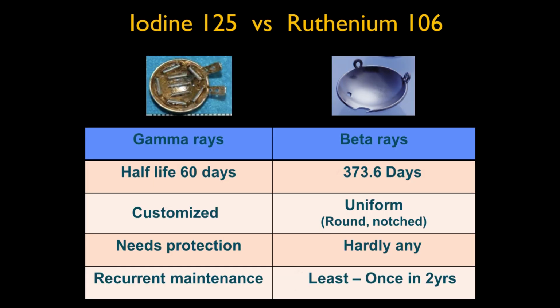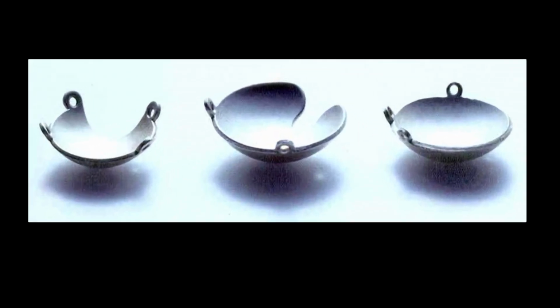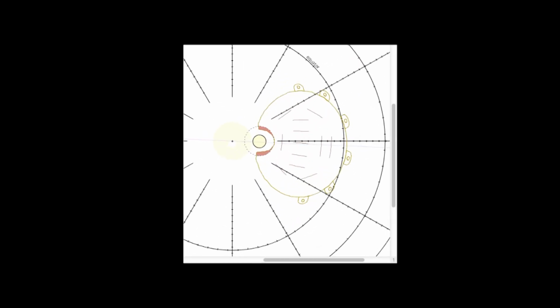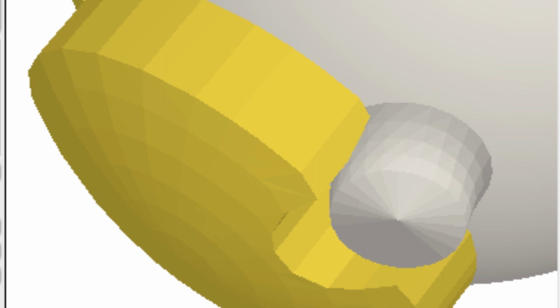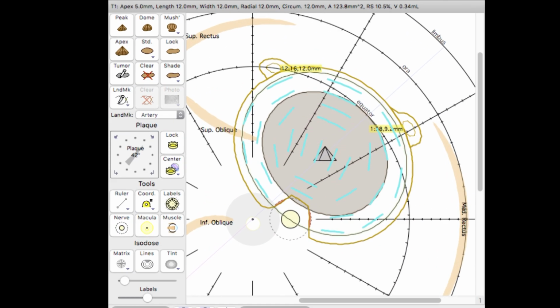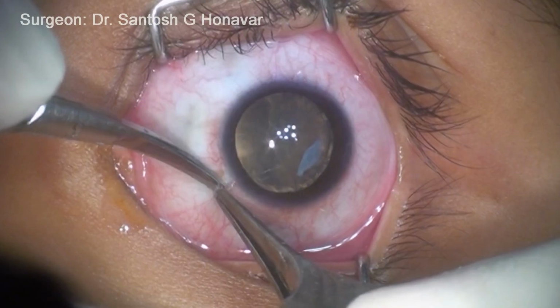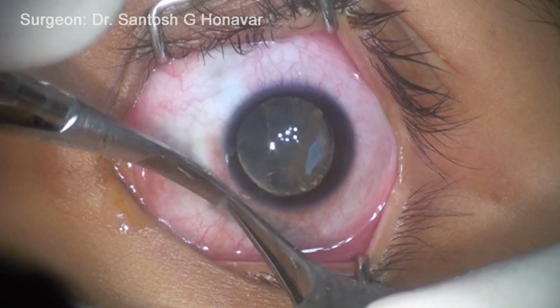On comparing the two plaques, that is iodine and ruthenium, we observed that the half-life of ruthenium is 373.6 days, which is way higher than that of iodine. Iodine protection is required and it demands recurrent maintenance. Plaques can be of different shapes, notch and round plaque. Notch plaque is used for tumors near the optic nerve where the notch has to surround the optic nerve, whereas round plaque can be used for surface tumors. As per the quadrant and size of the tumor, the plaque position is decided.